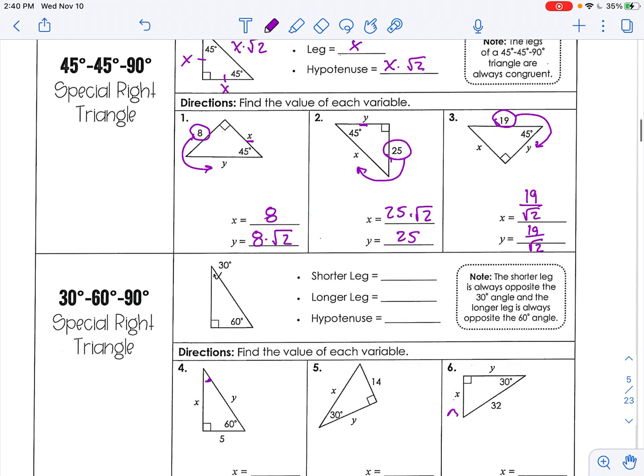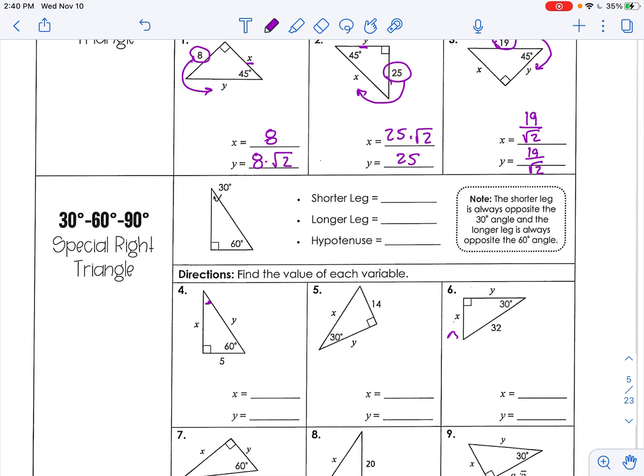Now, let's look at a 30, 60, 90 triangle. This one's not quite as simple because I don't have any legs that are the same. All right. Now, what we are going to say here, Mr. Nye is going to use the term you run to the short side. Now, which one's the short side? It's the one opposite 30.